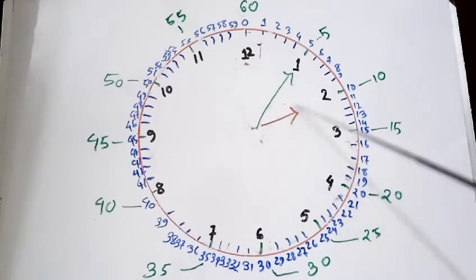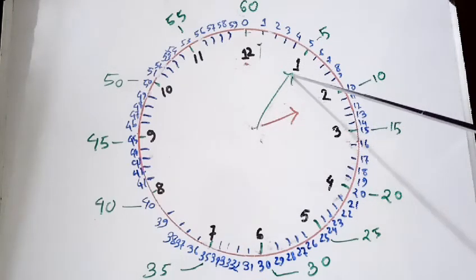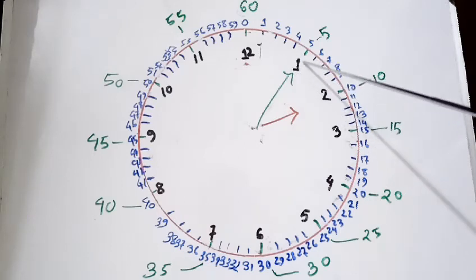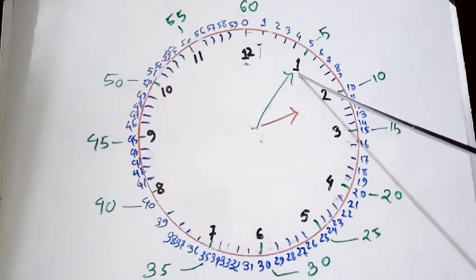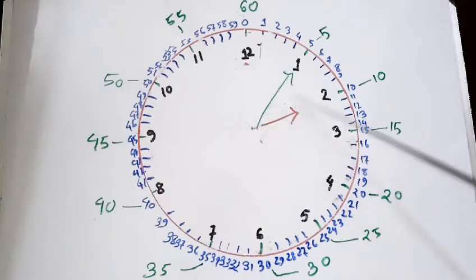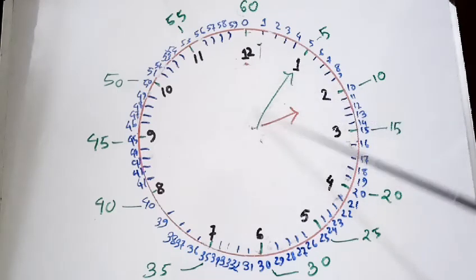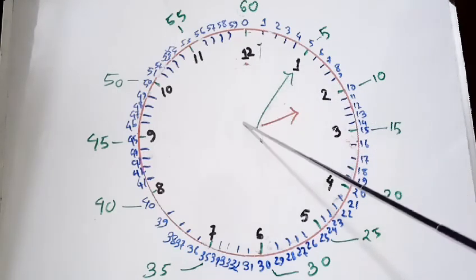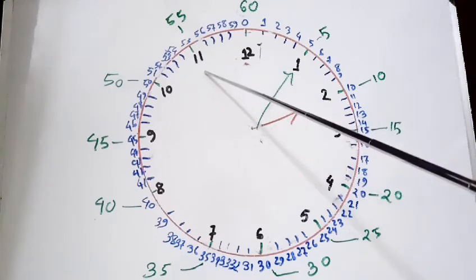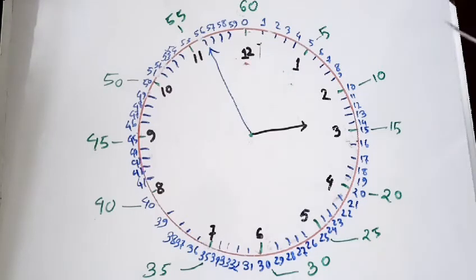When the hour hand is located near 2 and the minute hand is pointing at 1, then the time is 2 hour 5 minutes. If it is pointing at 2, then 2 hour 10 minutes. If the hand is pointing at 11, then 2 hour 11 minutes.